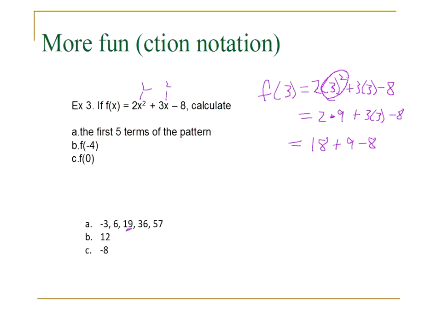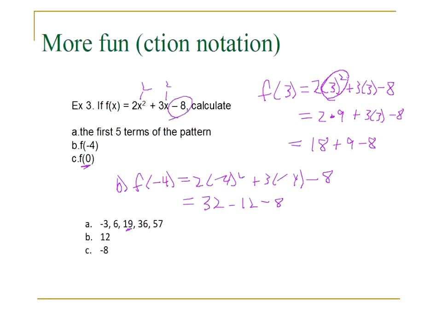Question B asks me to find f of -4. Well, again, where I see an x, I'm going to plug in -4. The pen's getting tired. So I have -4 squared is positive 16, times 2 is 32, minus 12, minus 8 gives me 12. And find f of 0, well, that's easy, that's right there. Because when x equals 0, these two terms equal 0.